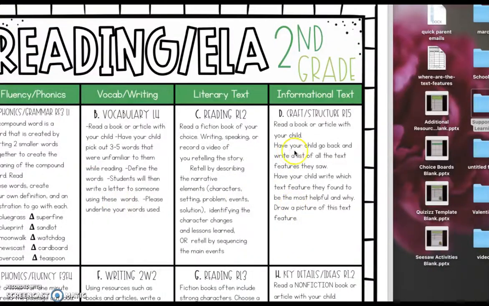While you're reading, the suggested activity is to read a book or an article, go back and write that list. Write which text features you found to be the most helpful and why, and then draw a picture of this text feature. So that's an option, or do that nonfiction scavenger hunt that I posted to Seesaw.